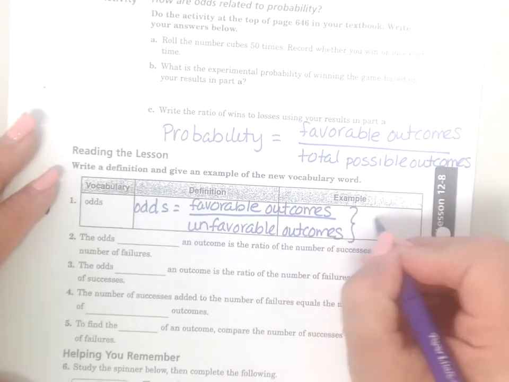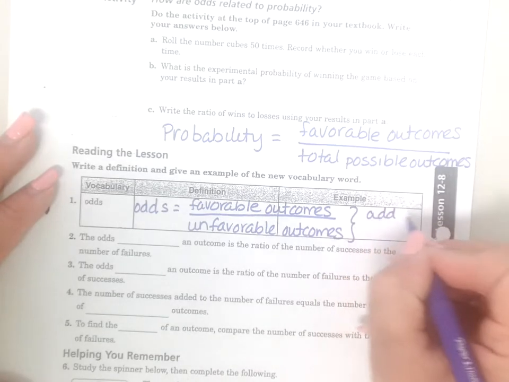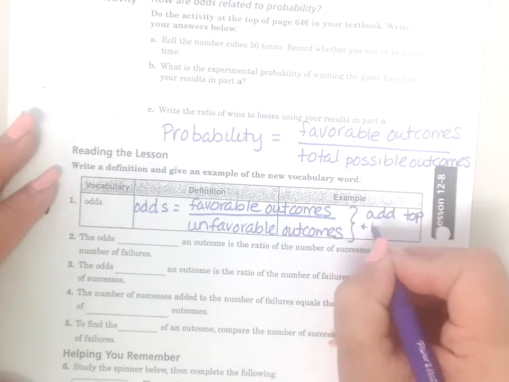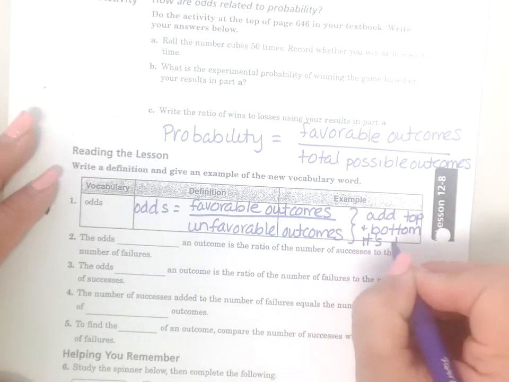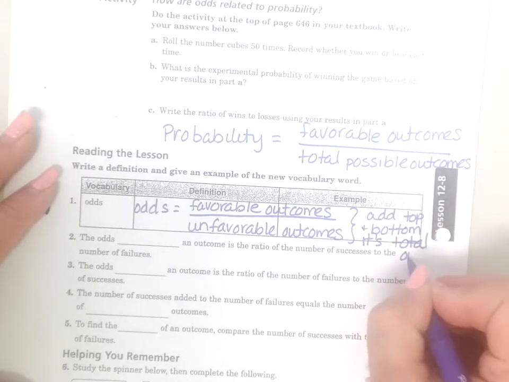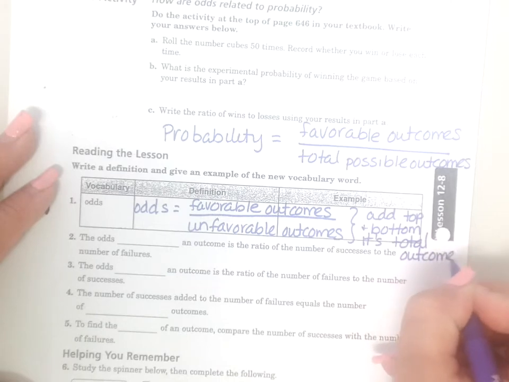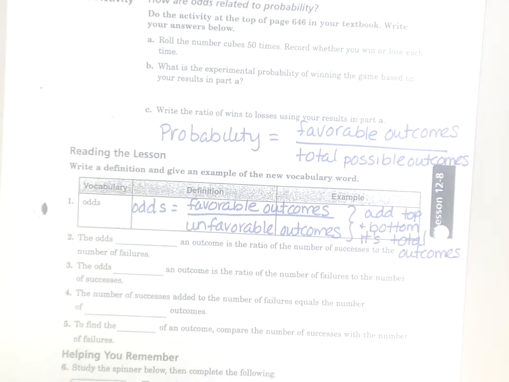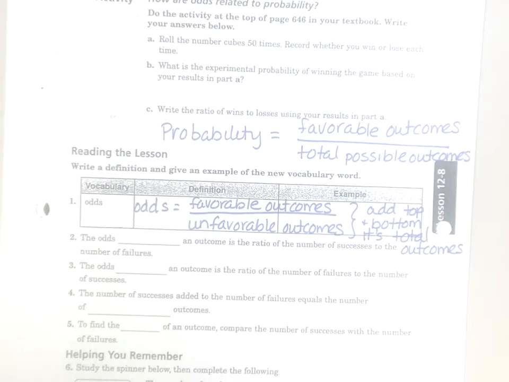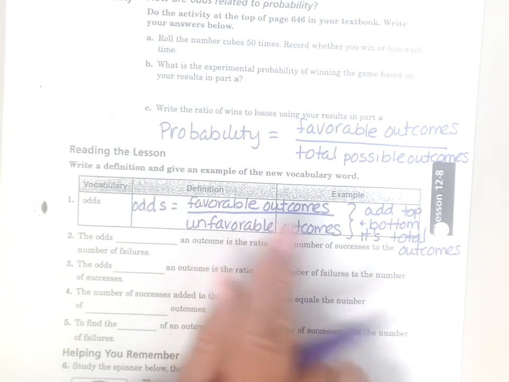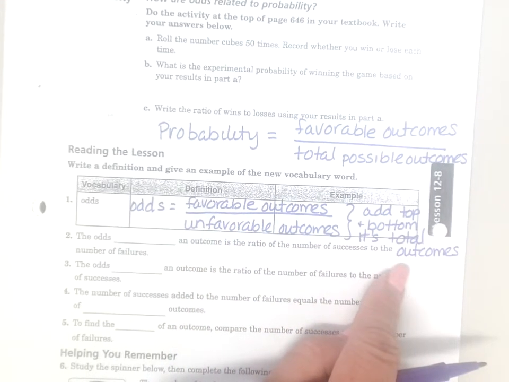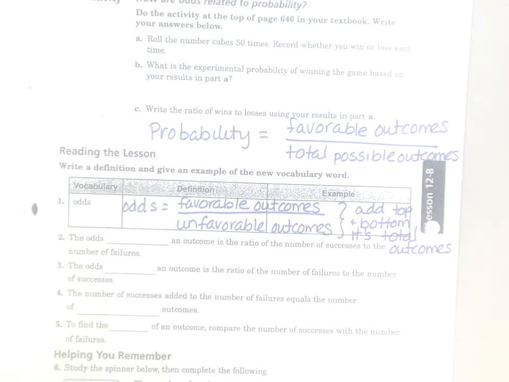And if you add top and bottom, it's total outcomes. So thinking of that number 1 on the number cube, there's one way of getting a 1 and there's 5 ways of not getting a 1. So you would have 1 on top and 5 on the bottom, and if you add 1 and 5, that's 6 total outcomes on that number cube.